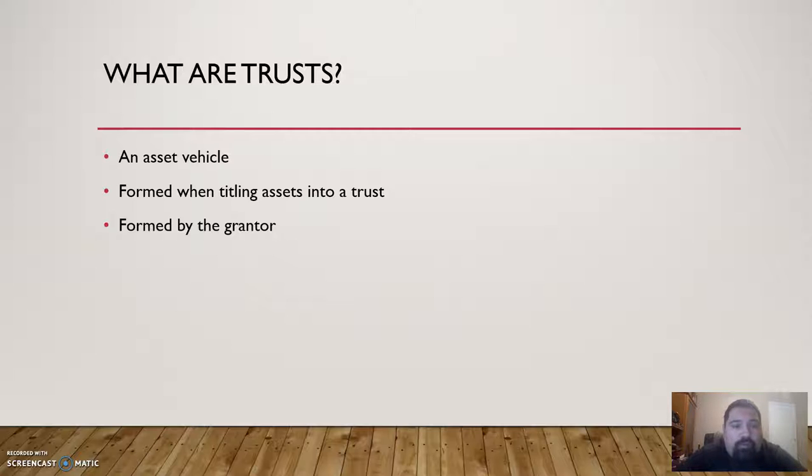What is a trust? A trust at a high level is an asset vehicle, an asset vehicle that's formed by what we call the grantor. That is the person who establishes the trust. And how you would do this is when you title something like a piece of property, you would title it in the name of the trust rather than the individual owner.